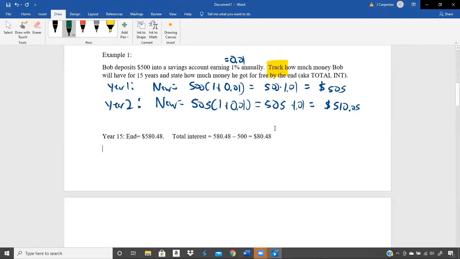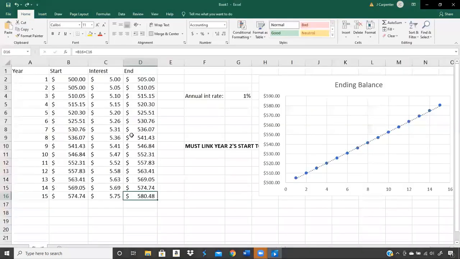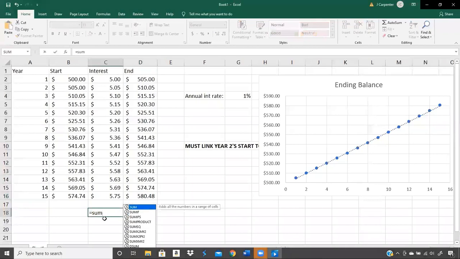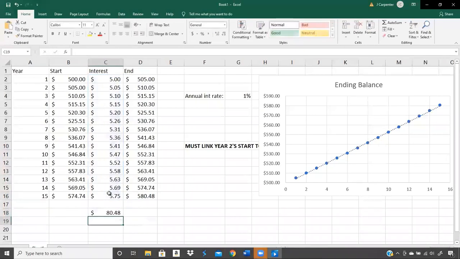Want to see another cool way to calculate that free money if you're doing this in Excel? I showed this in the other class as well. If you just add up the interest from every year, that'll give you your total interest. So in Excel, I can just go equals sum, open a parenthesis, drag all those, close it, enter, $80.48. I could have also gone equals the final ending amount of 580.48 minus the starting value of 500. Same answer either way, two ways to get the job done. Do I care which way you do it?